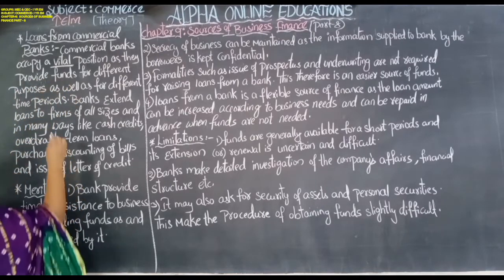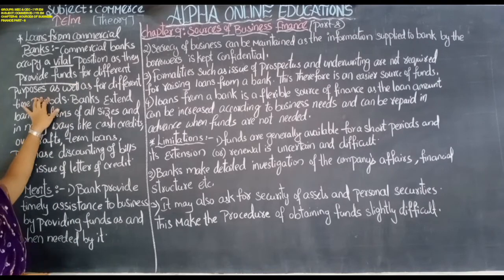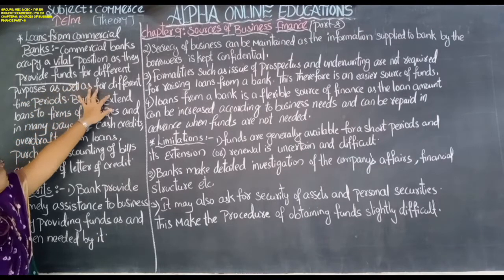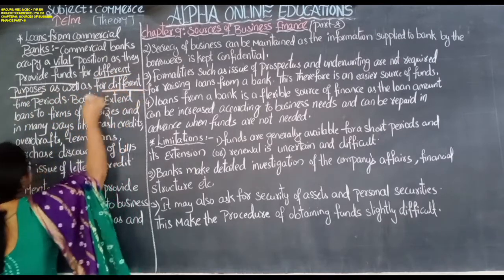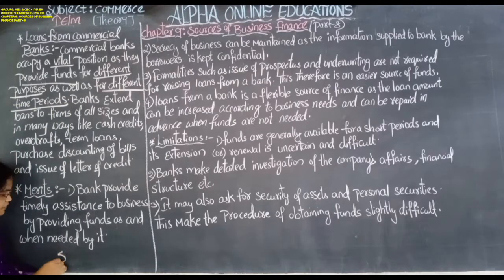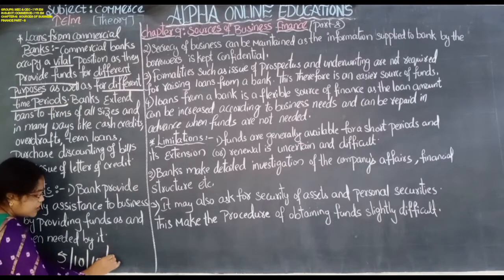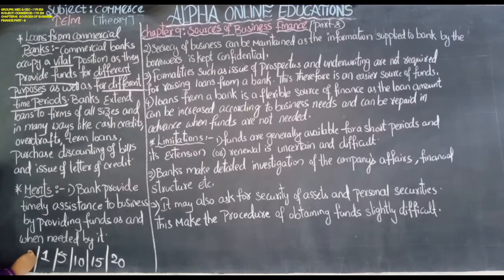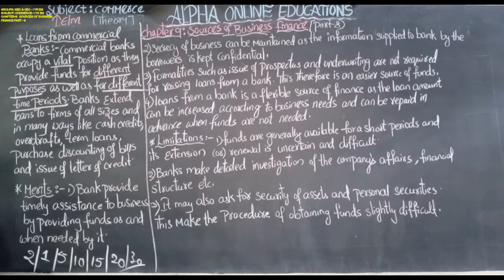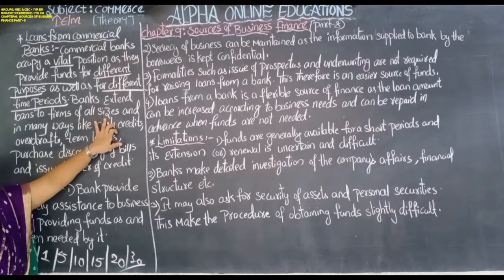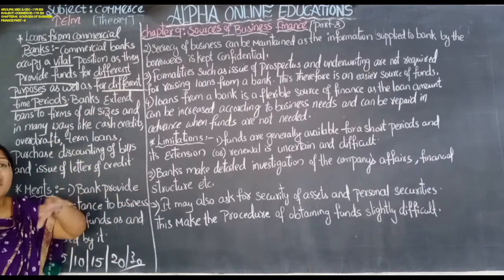They provide funds for different purposes. They will provide funds to organizations for different purposes as well as for different time periods. It may be 5 years, 10 years, 15 years, 20 years, 1 year, 2 years, or 30 years, whatever it may be. So it will provide the loan for different time periods. Banks extend loans to firms of all sizes.